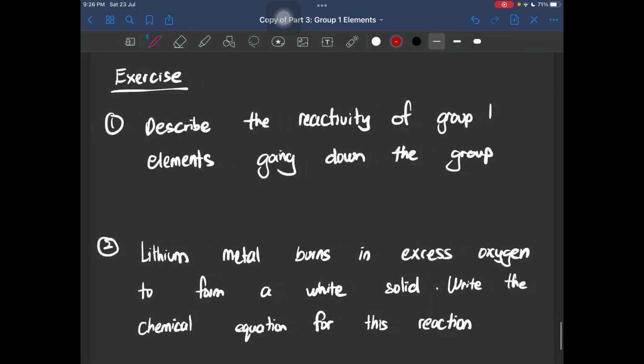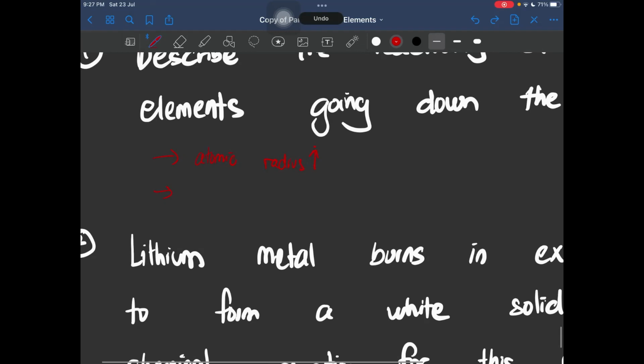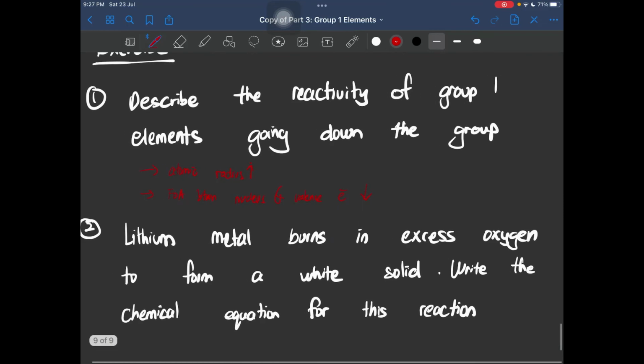So we know that going down the group, the atomic radius will increase. And when the atomic radius increases, it means that the distance between the nucleus and the valence electron becomes greater, and when the distance becomes greater, the forces of attraction between the nucleus and the valence electron become weaker or decrease.